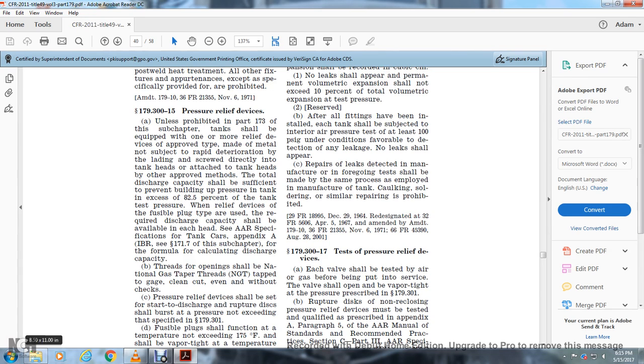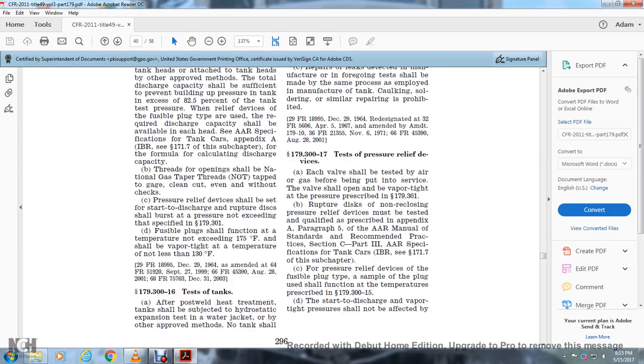When relief devices of fusible plug type are used, the required discharge capacity shall be available in each, as in the AAR Specification for Tank Cars, Appendix A, 49 CFR 171.7 of this subchapter, for forming and calculating discharge capacity. The threaded openings shall be National Gas Taper threads, or NGT type, tapped, clean cut and even without checks. Pressure relief devices shall be set to start to discharge, and the ruptured disc shall burst, at a pressure not exceeding that specified in 179-301. Fusible plugs shall function at a temperature not exceeding 175 degrees Fahrenheit and shall be vapor tight at a temperature not less than 130 degrees Fahrenheit.